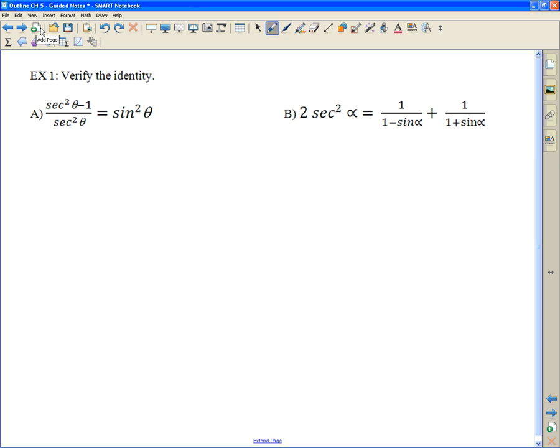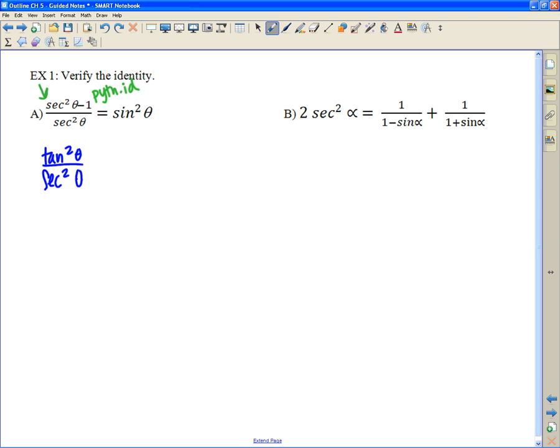Verify the identity. Over on the left, I see secant squared theta minus 1 over secant squared, and it equals sine squared. I am going to choose the left side because it looks more complicated. When I look at the top, I see something squared along with a 1, and so I hope you're thinking it too, Pythagorean identity. I know that secant squared theta minus 1 is equal to tangent squared theta, divided by secant squared theta.